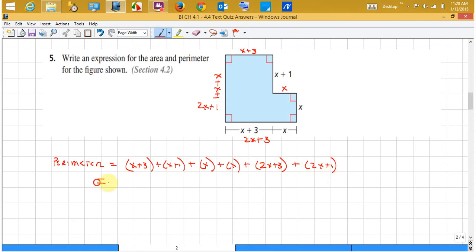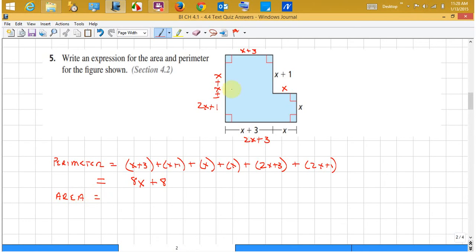Okay, so that's going to be equal to x, 2x, 3x, 4x, 5, 6x, 7, 8x. So I've got 8 x's, 3 plus 1 is 4, 7, 8. So I have my perimeter as 8x plus 8. Now let's do the area.